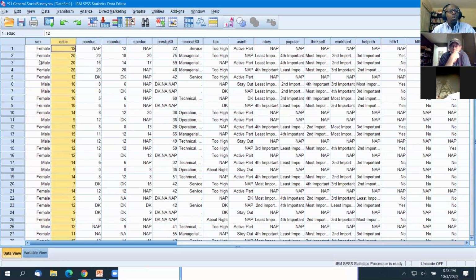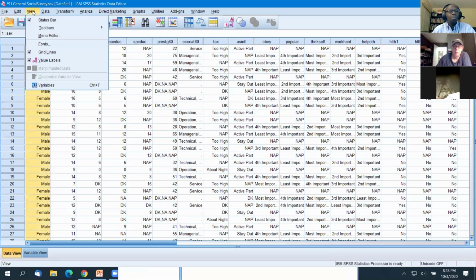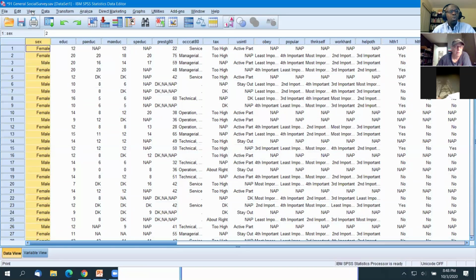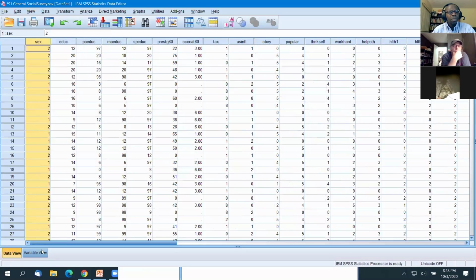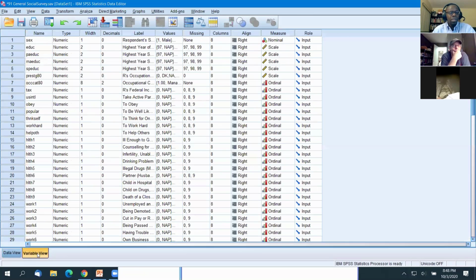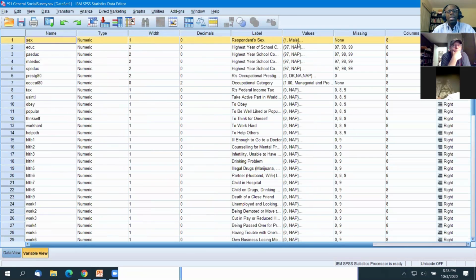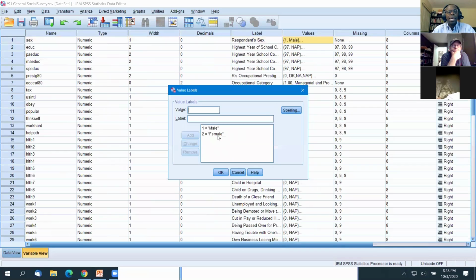Now, right now we're looking at the value labels, right? These are the labels, but what we want to do is look at the numbers. So this is the data view. If we go to the variable view and we look up sex, we see that under values, 1 is male and 2 is female. Okay, 1 is male and 2 is female.